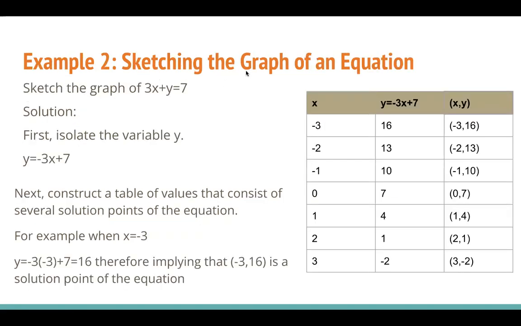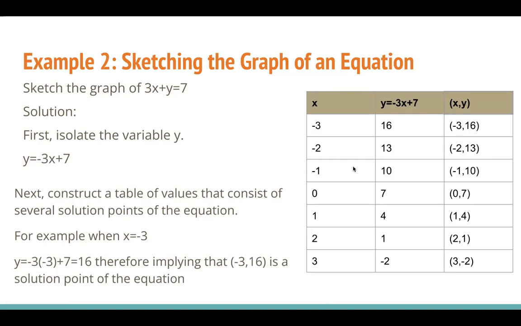Example 2, sketching the graph of an equation. So we're going to sketch 3x plus y equals 7. First we'll isolate the variable y, so we'll get y equals -3x plus 7. Next, we'll construct a table with several solution points of the equation. For example, when x equals -3, we'll plug that into the equation and get a result of 16, implying that (-3, 16) is a solution of the equation.